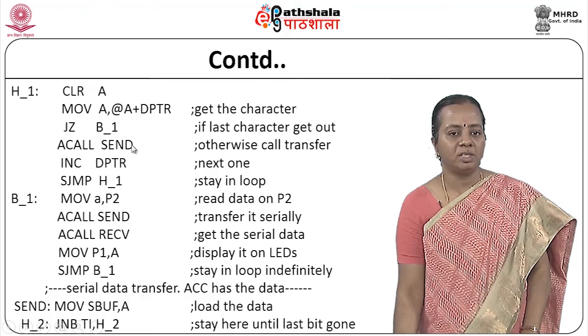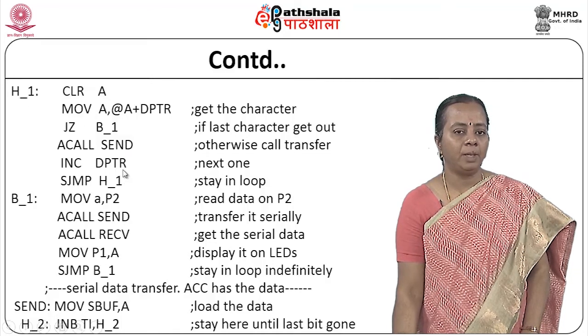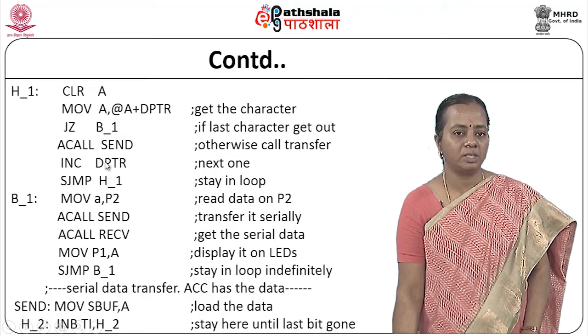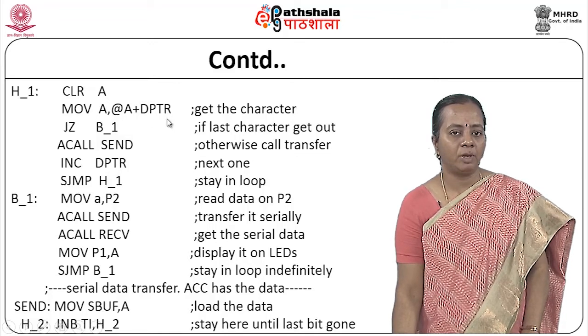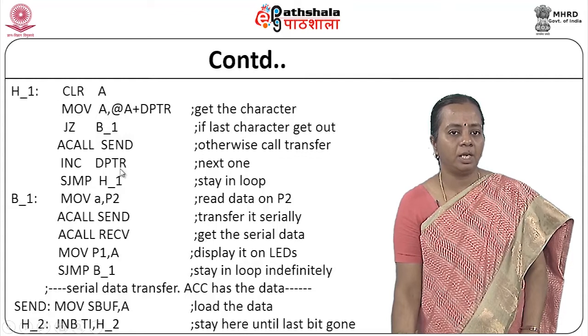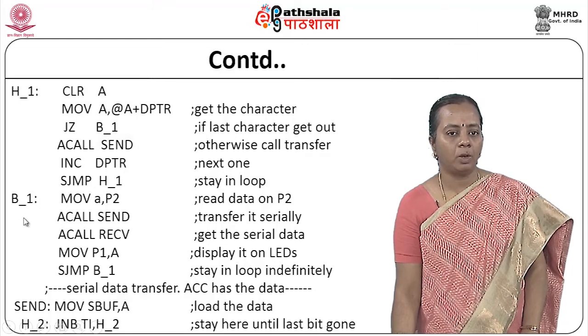So ACALL SEND, this subroutine we call to send the data. Then increment DPTR, so the next address is taken, and SJMP H1 brings it back over here. From that next location I have read, I am sending it. Next it is incremented and again I send it. That way I am sending serially, and once I receive a 0, I come out.